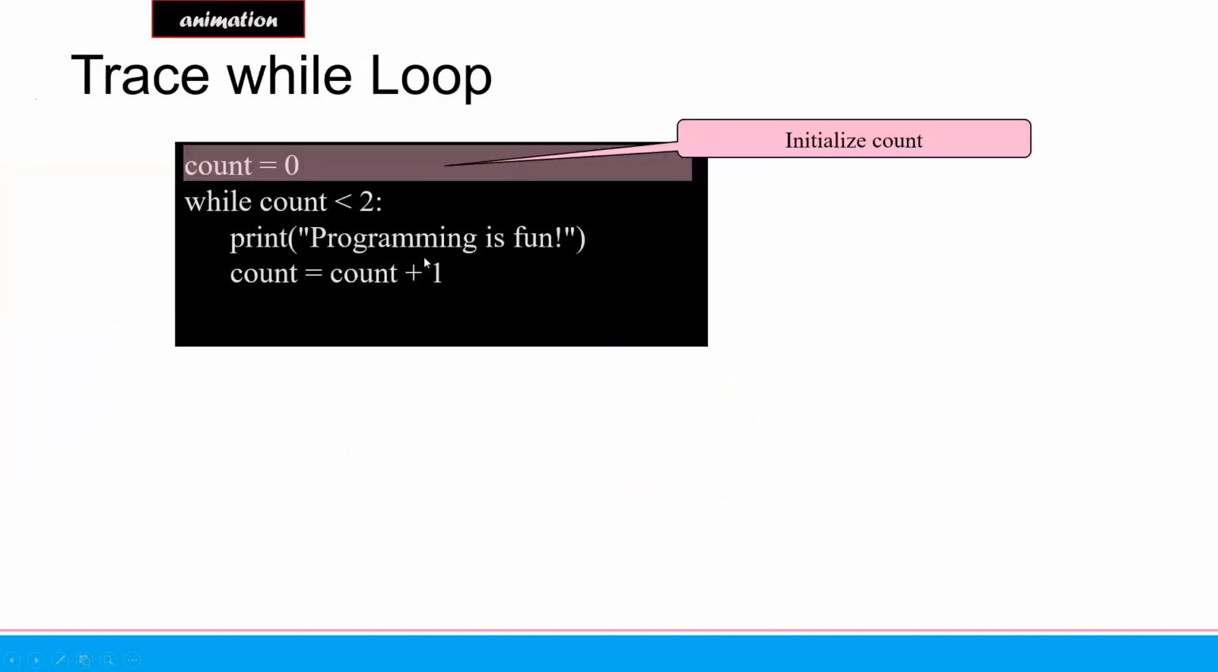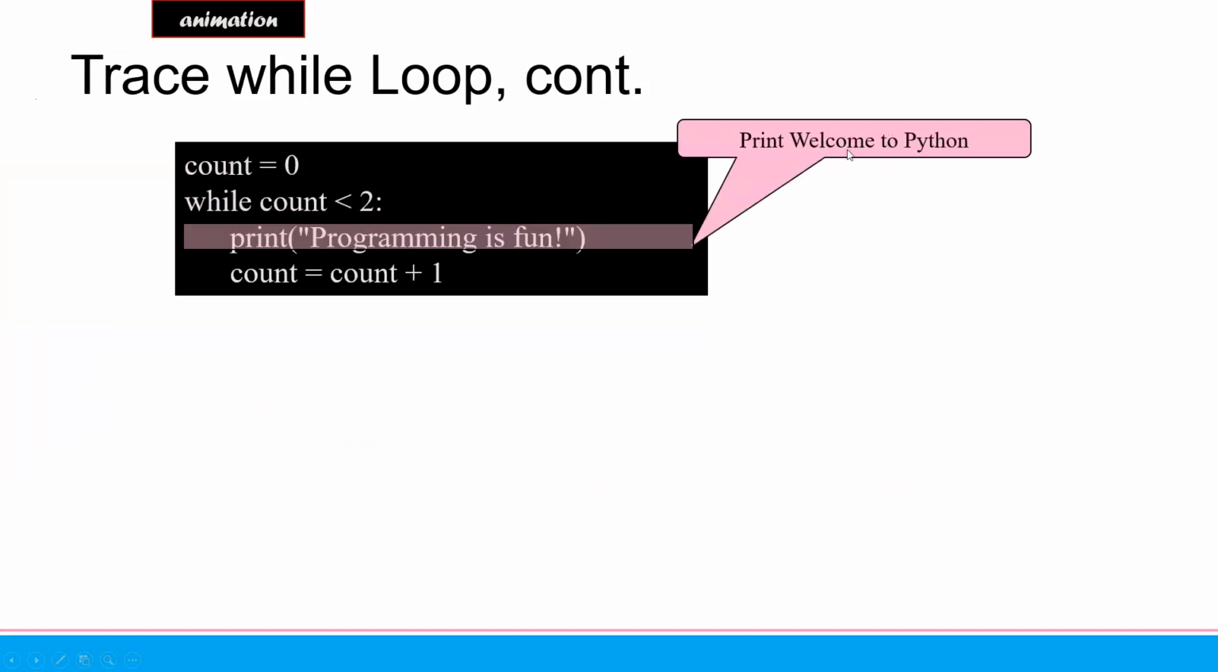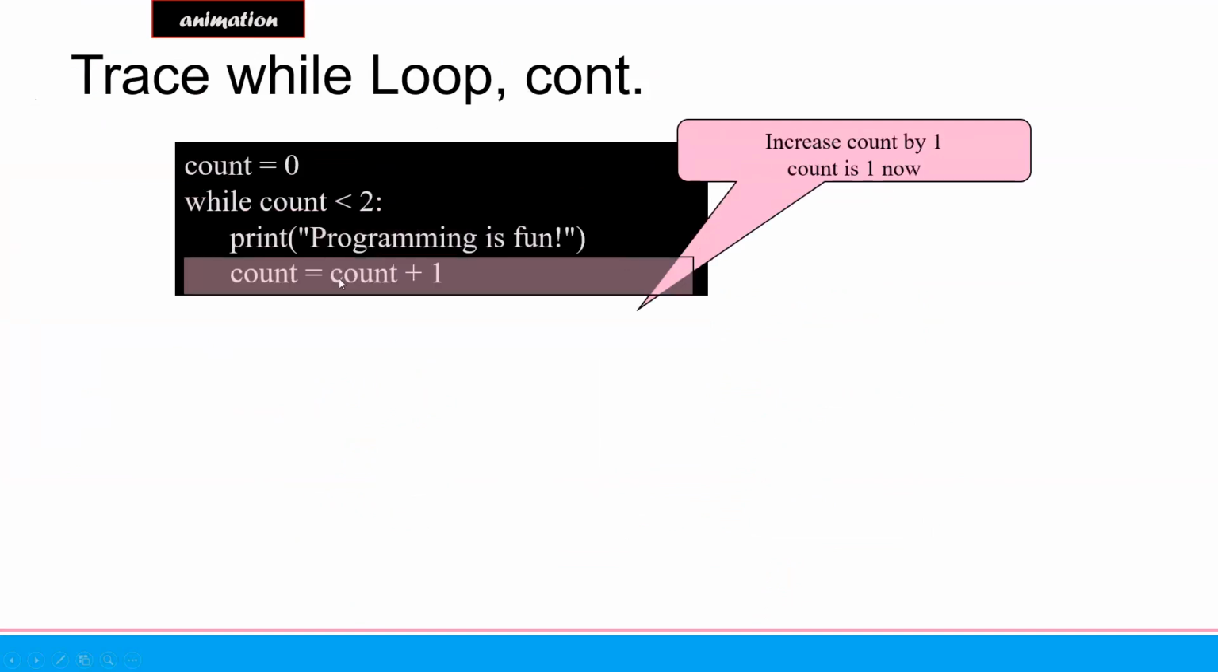You can see from this one, count equals 0. This is to initialize the variable count. And then we check whether count is less than 2. Because 0 is less than 2, it is true. So we will print programming is fun. And then we will increase count by 1, and count is 1.